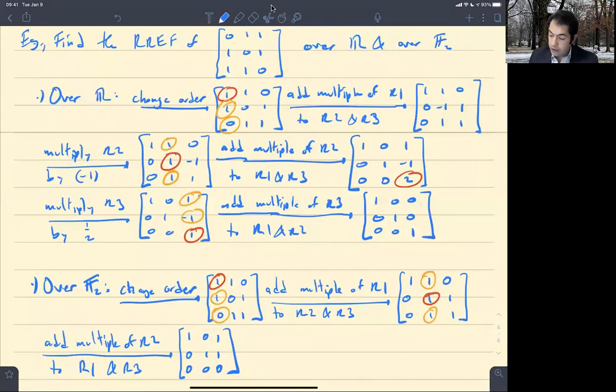This is in reduced row echelon form because every row has first non-zero entry equal to 1. Right? There's nothing to check in the third row because it's just zeros. And then those pivots, the first non-zero entries, they move to the right as you go down the matrix. And every pivot has the rest of its column equal to zeros. So it is in reduced row echelon form. Okay, but notice that the reduced row echelon form is not surprisingly different when we used different operations.